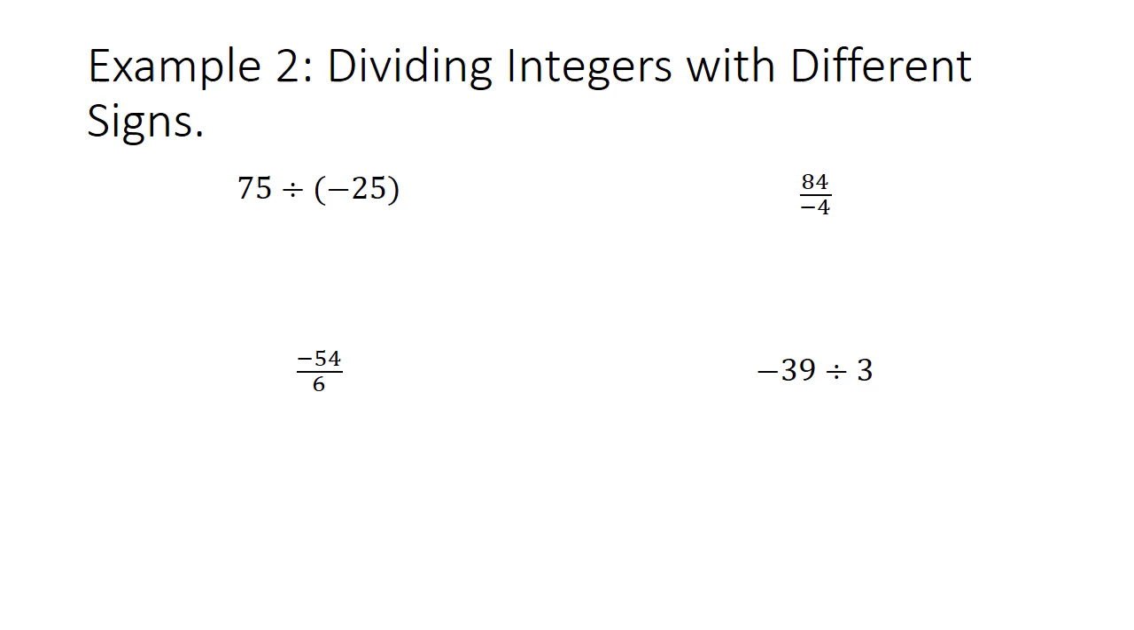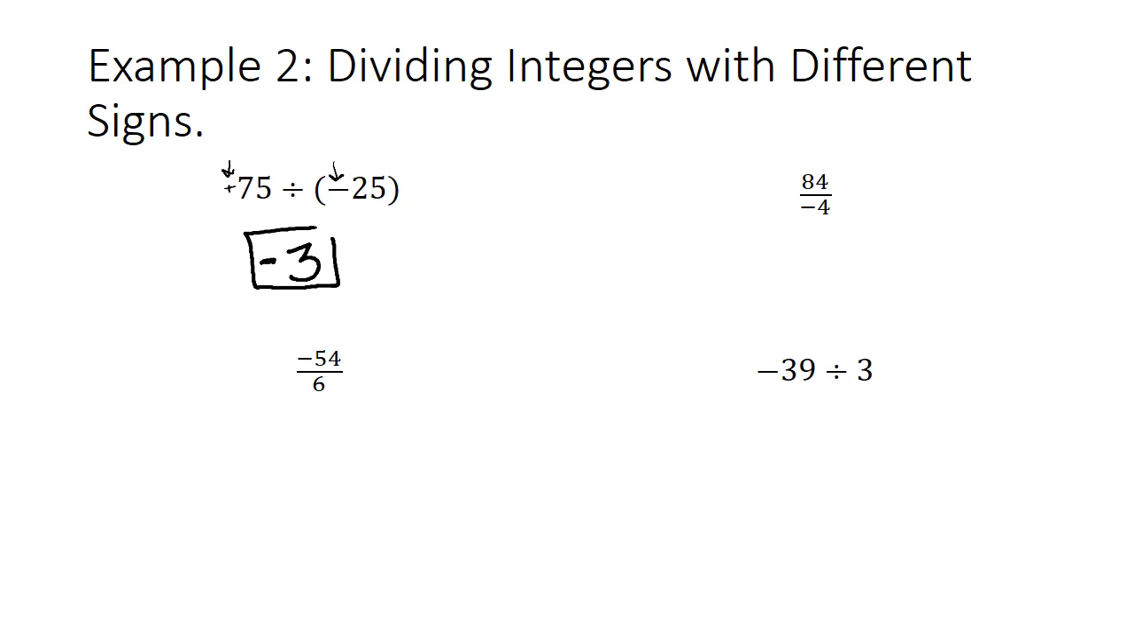Now, as we divide integers with different signs, what we can look at here is 75 divided by negative 25. Again, treat it like normal division. 75 divided by 25 is going to be 3. And then look back at our signs and say, oh, this is a positive divided by a negative. A positive divided by a negative is going to give me a negative answer. So my answer here has got to be negative 3.